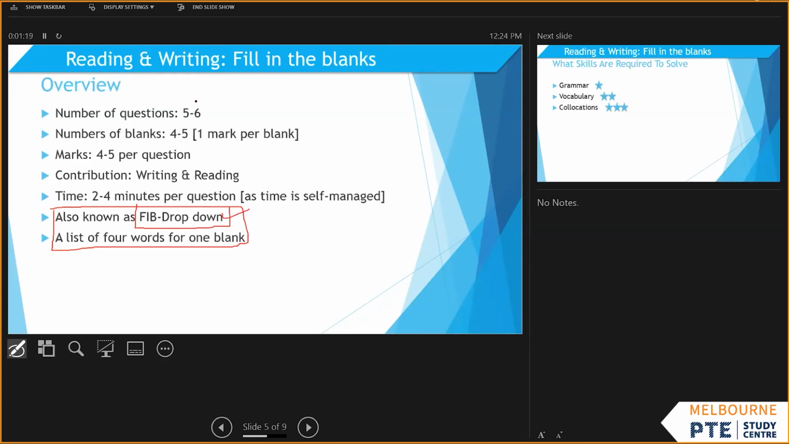Now we can have a bit more questions in here, like we can have five or we can have six questions. And one question has four or five blanks. And one blank is going to give you one mark towards your reading and one mark towards your writing. And when we talk about the time, now you can give a little bit more time in here. You can go up to 4 minutes, not more than that, per question. But try to keep it between 2 and 4.